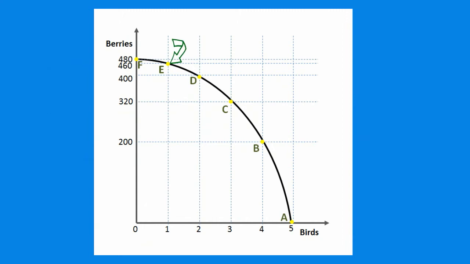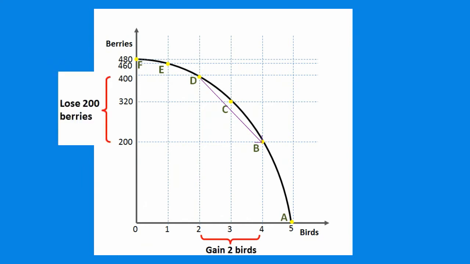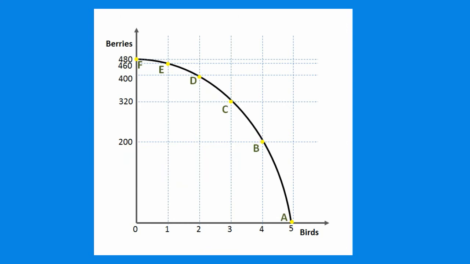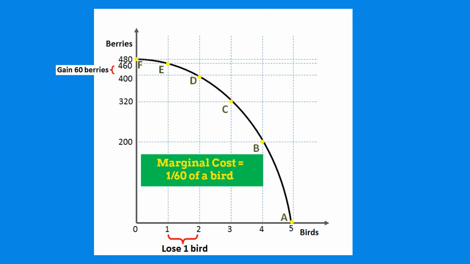Moving from scenario E to D, the opportunity cost of increasing by 1 bird or marginal cost from E to D is 60 berries. Moving from scenario D to B, the number of birds increases by 2. The opportunity cost is 200 berries. The marginal cost, which is the opportunity cost of increasing by 1 bird, is 200 divided by 2, or 100 berries. Conversely, if we move from scenario D to E, we gain 60 berries more but lost 1 bird. The opportunity cost is 1 bird and the marginal cost is 1 60th of a bird, or 1 divided by 60.